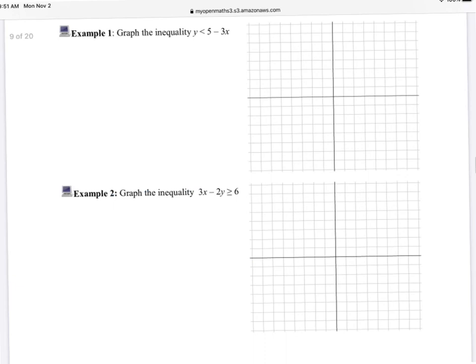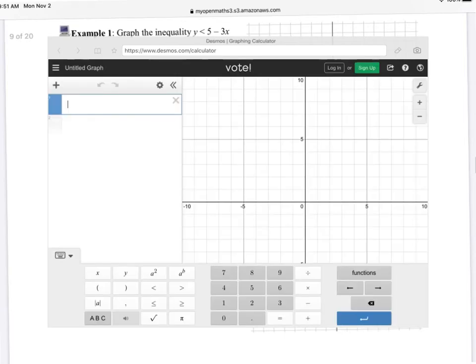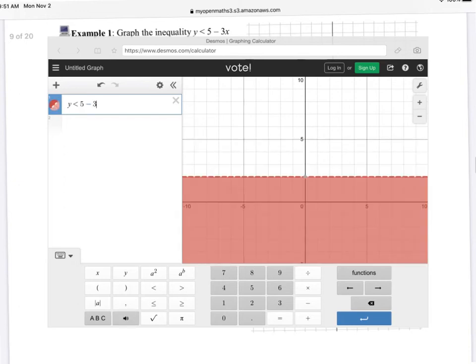So these are going to want you to graph them. I don't mind if you graph them with Desmos or if you graph them by hand. It does not matter to me. I'm going to just look at Desmos and do it because that's accessible to you. So if we were going to graph this, we would do y is less than 5 minus 3x.